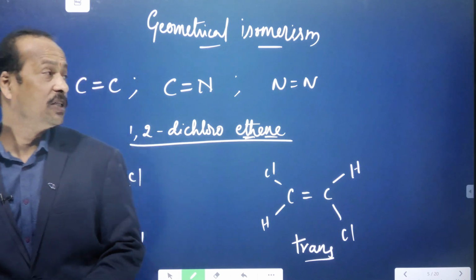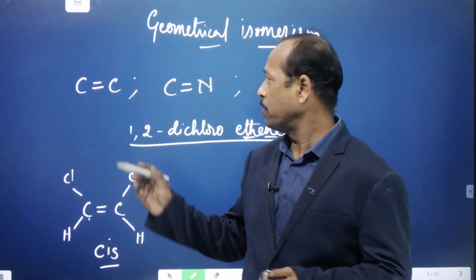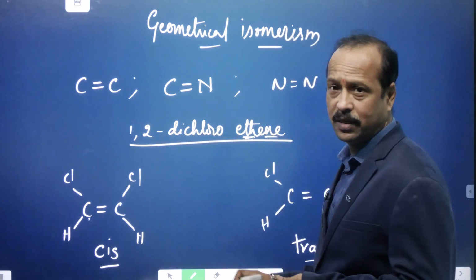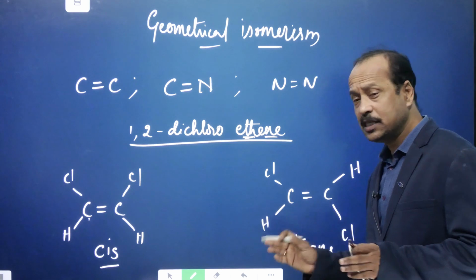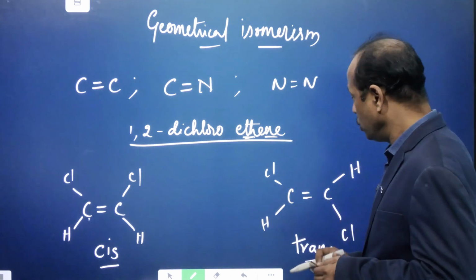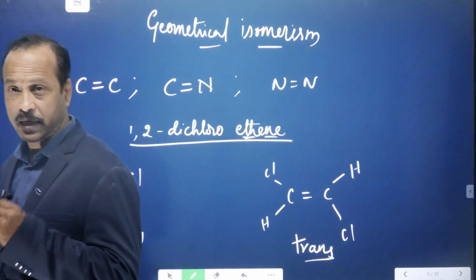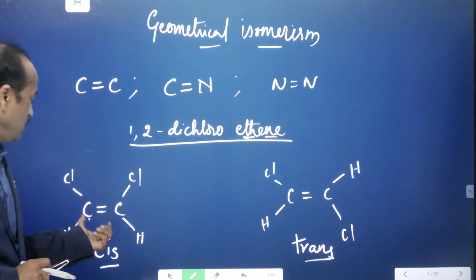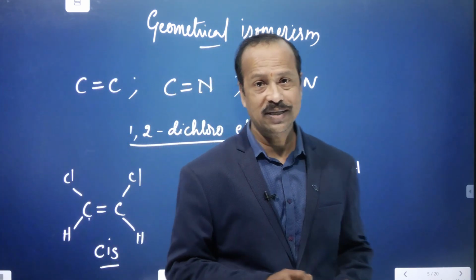See, in stereoisomerism, especially in geometrical isomerism, when two compounds have the same formula, 1,2 dichloroethane, but there is a spatial arrangement difference. To explain the spatial arrangement, we should give a particular name. So for that we are giving cis here, and trans here. So what is cis and what is trans?